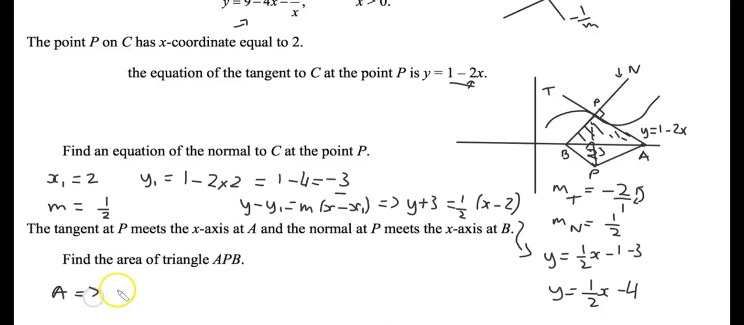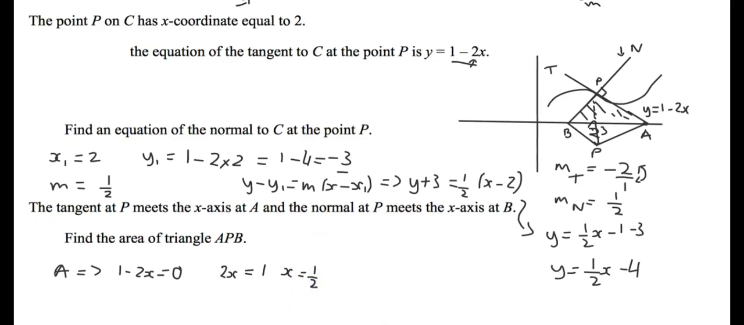How do we do that? We can say 1 minus 2x is 0, and when we rearrange that, we will get 2x is equal to 1, x is equal to a half. And then if we do the same for B, well, we know this is the equation of the normal here. So for B, again, we're going to do a half x minus 4 is equal to 0, and if we solve that, we get 4 is equal to a half x, so x is equal to 8.